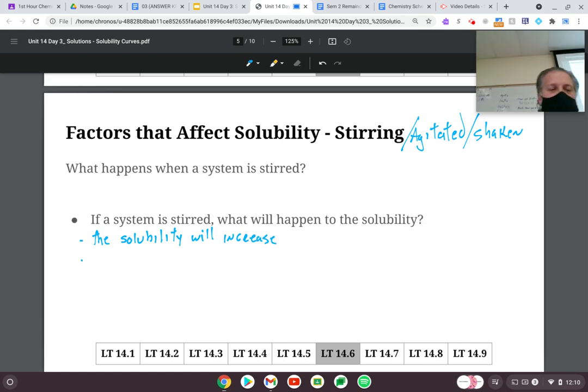Now, the why part is kind of important: the stirring or agitation forces the new solvent particles to come into contact with the solute.